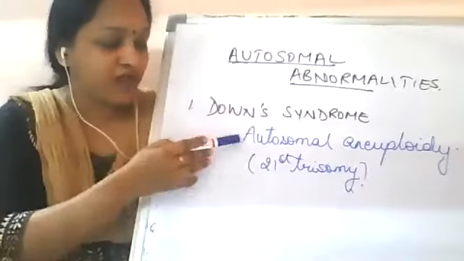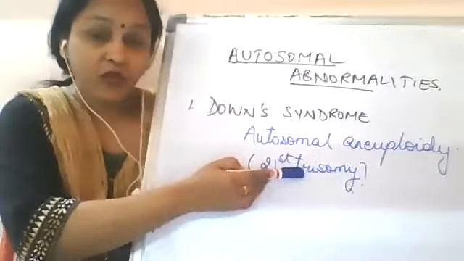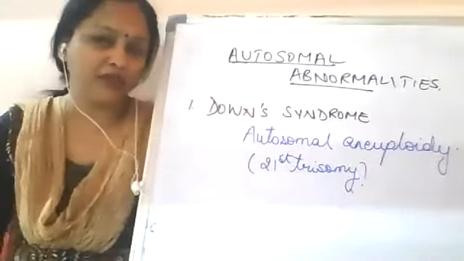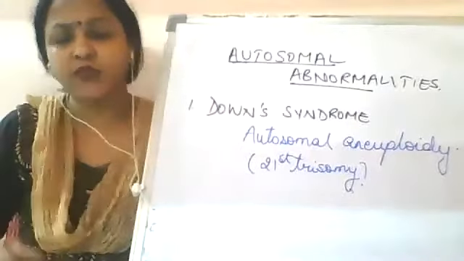So if the 21st autosome becomes triple, okay, and why would the 21st chromosome become triple? Can you tell me why the 21st autosome can become triple? Yes.